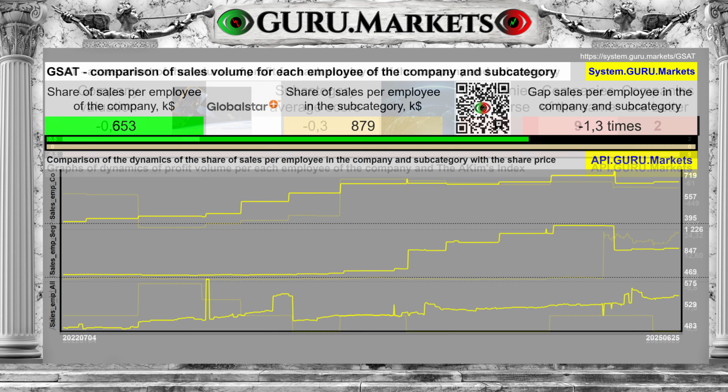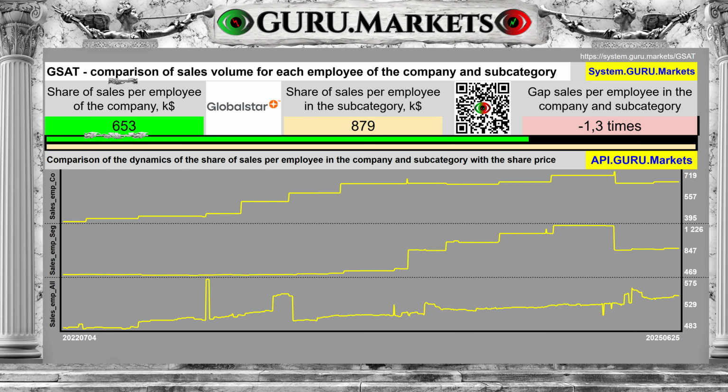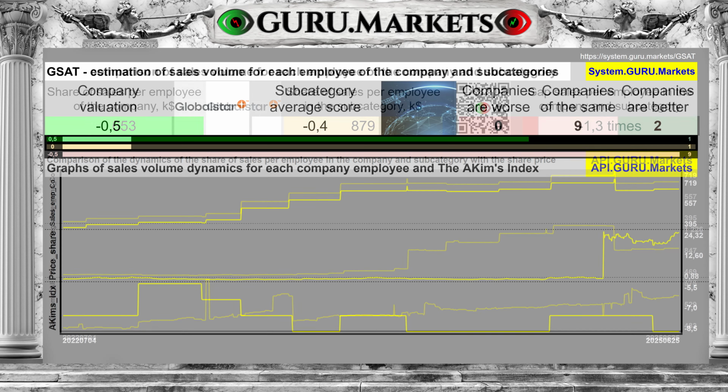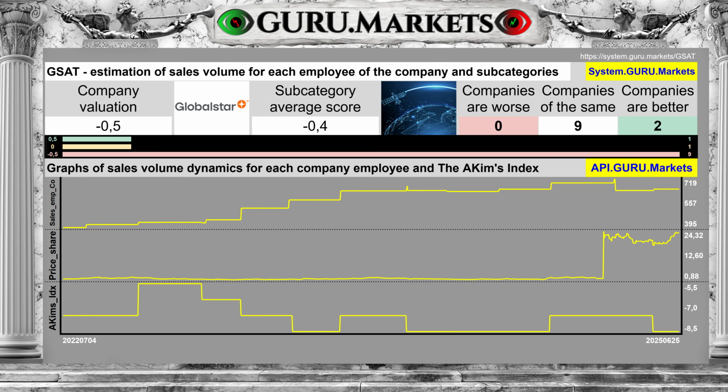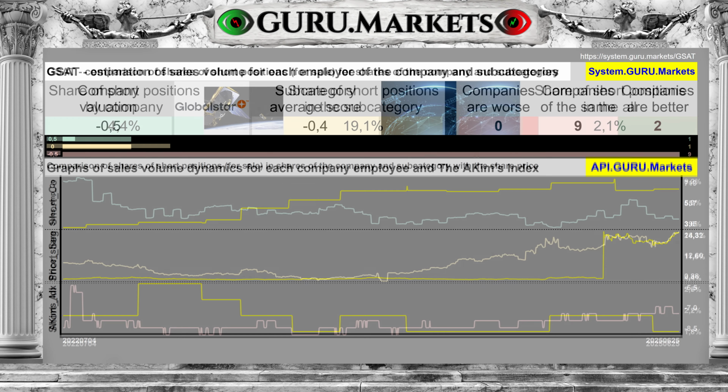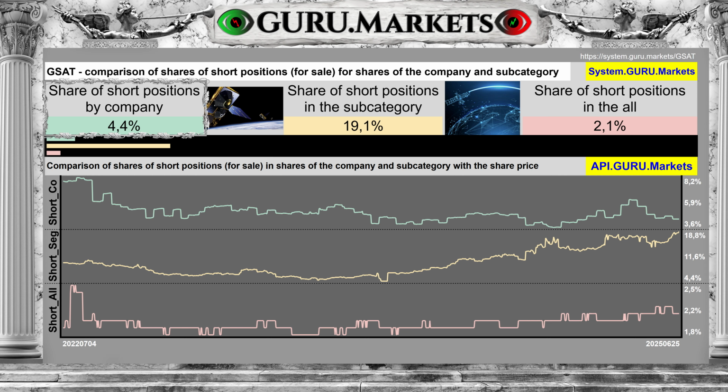The organization's revenue per employee is $653,000. In the subcategory, $879,000. Evaluation of sales volume per individual employee of the company in comparison with the indicators in the subcategory: passable, minus 0.5 points. The volume of transactions for sale is 4.4%, with an average for the subcategory of 19.1%.